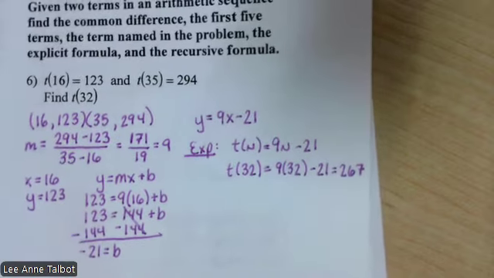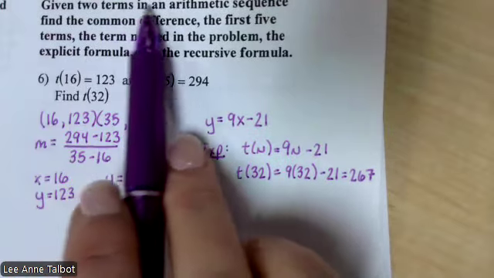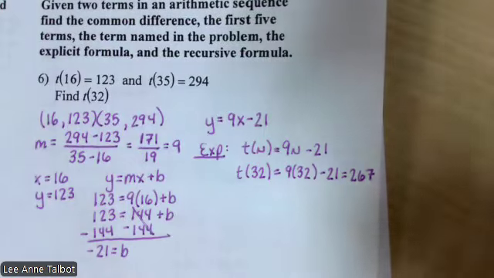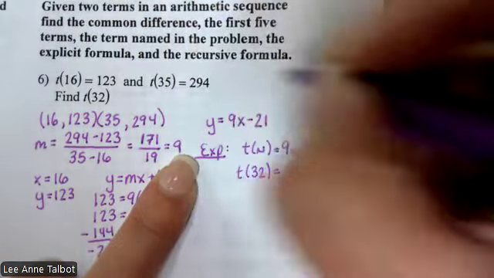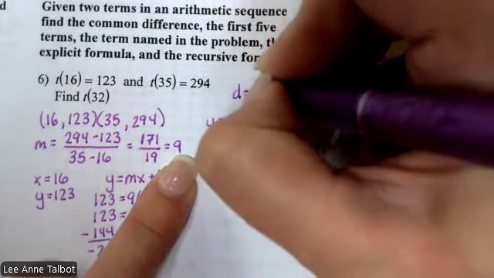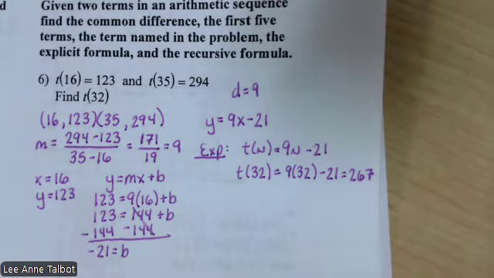Okay, now let's go back up to the problem, see what else we need to do. Given two terms in an arithmetic sequence, find the common difference. Remember, the common difference is just the slope. You found it. I just wanted to put D. The first five terms, I did not do that yet. The term named in the problem, I did that. The explicit, I did that. So we need to find the first five terms and the recursive.